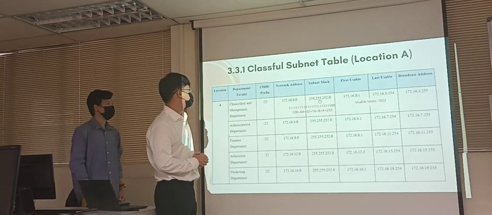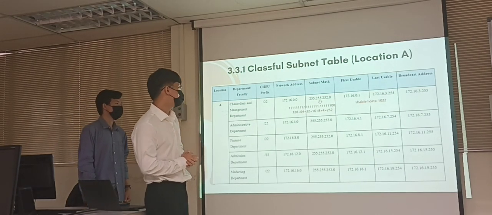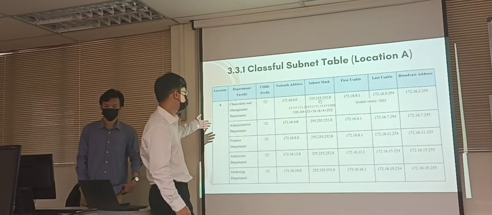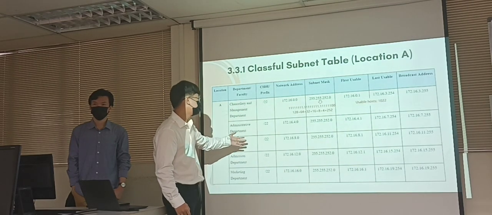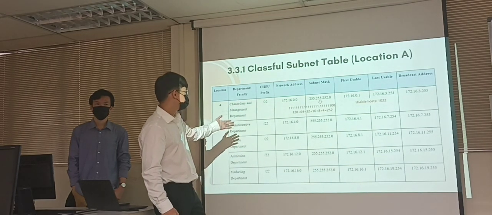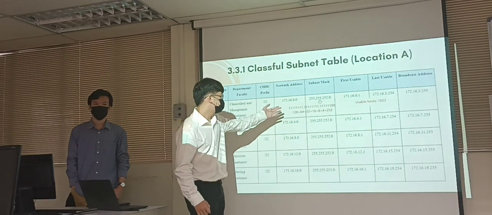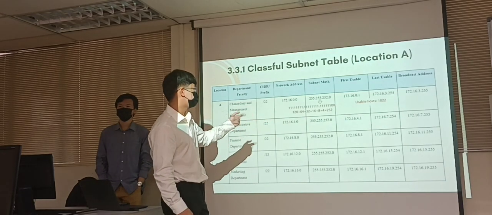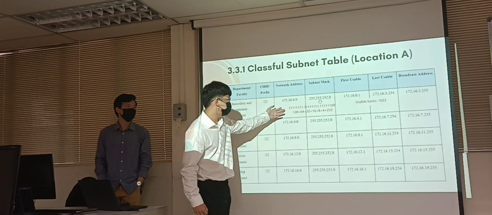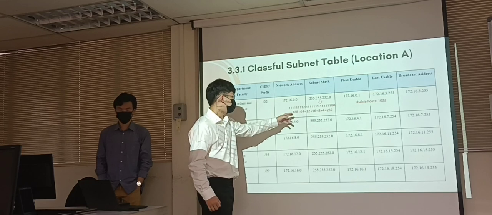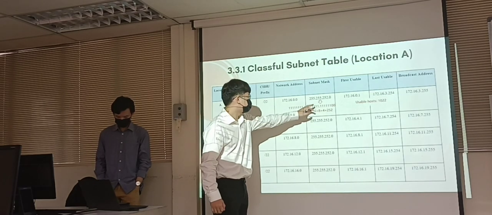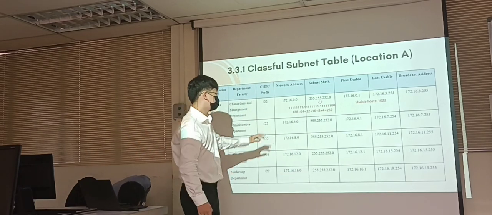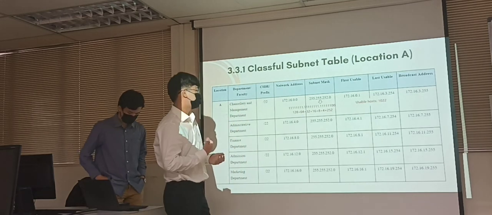Okay, here is the classical subnet table. As you can see, for the departments in location A, we are all using the same prefix, which is /22, so the subnet mask will be the same, which is 255.255.252.0. You can get it from this formula, 11111 until the 252 indicates 6 ones, and the rest 0s. So we calculate this up and we will get 252.